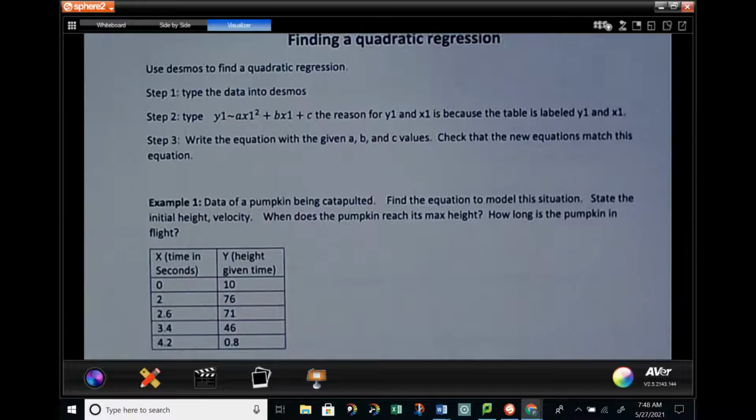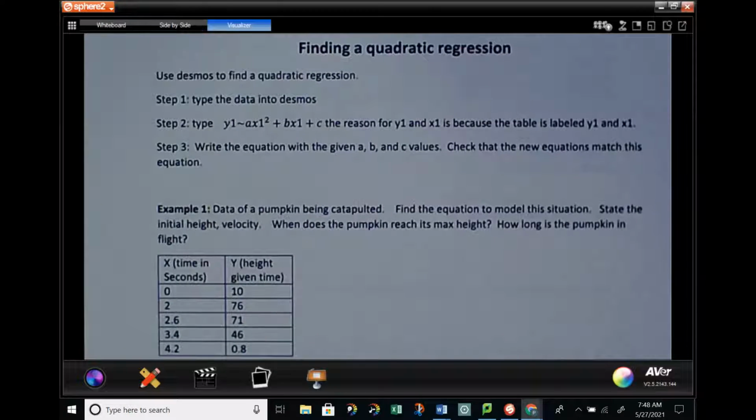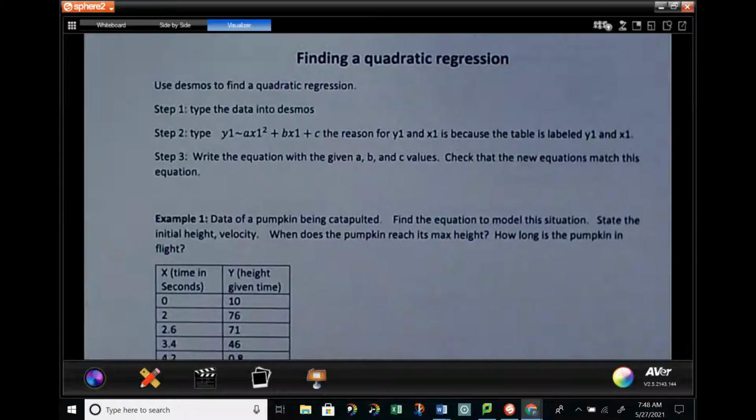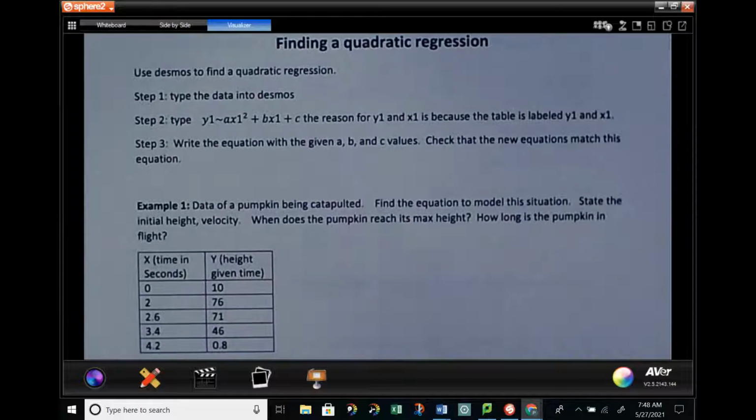All right, so in this video, we're going to learn how to figure out a quadratic equation given a set of data. So here's your set of data, and we're going to use Desmos. If you haven't already done so, open up Desmos so you can follow along and do this with me. Then we'll talk about what you do.